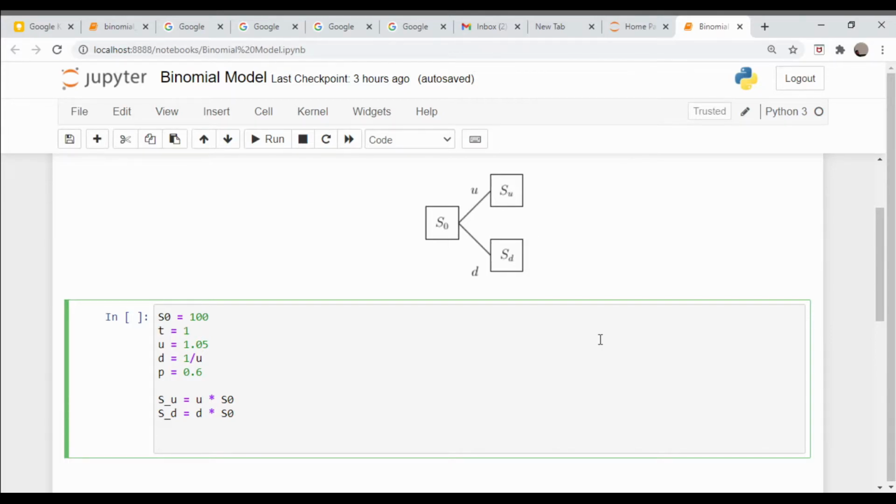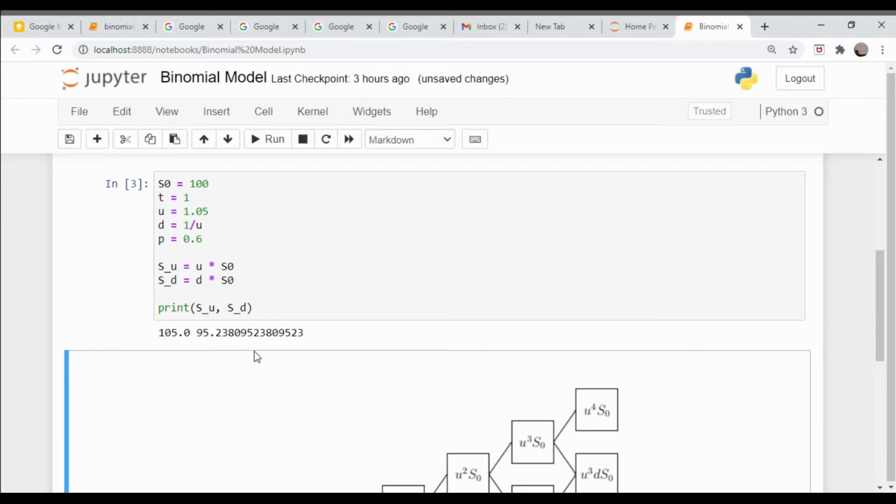Let us restrict ourselves for the time being to call options. Then the intrinsic value is just the stock price minus the strike price. So let's figure out what these two stock prices are, just so we can choose a reasonable strike price here. So let's print S_U and S_D.